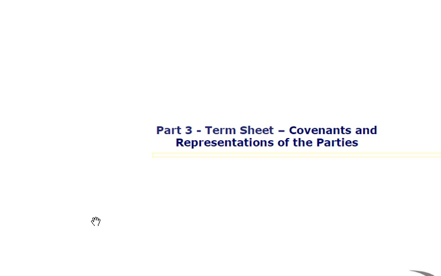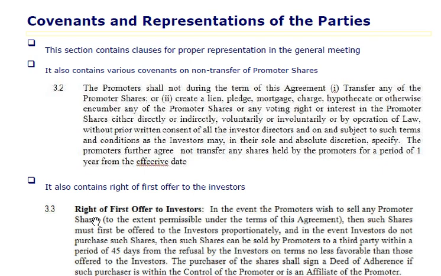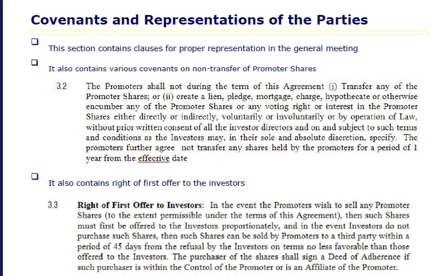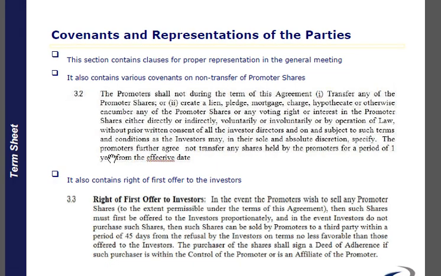And this is term sheet 3: covenants and representations of the parties. The promoters shall not, during the term of the agreement, transfer any of the promoter shares, or create a lien, pledge, or mortgage on the shares, etc. And the right of first offer to the investors is also there. In the event the promoters wish to sell any promoter shares, such shares must first be offered to the investors proportionally. If the investors do not purchase the shares, the shares may be sold by the promoters to a third party within a period of 45 days of the refusal.